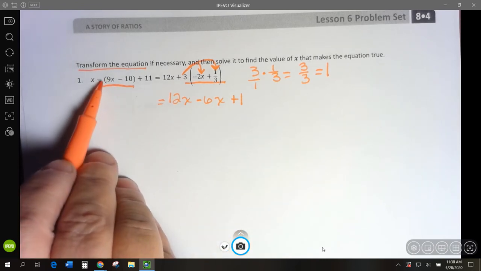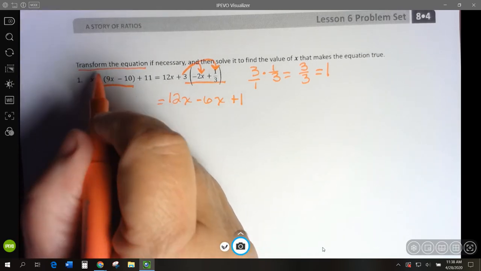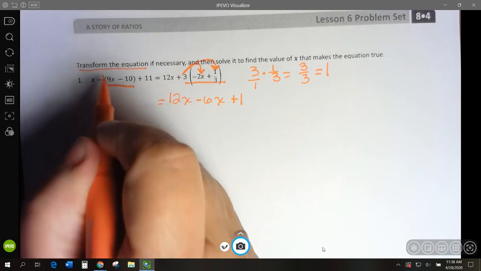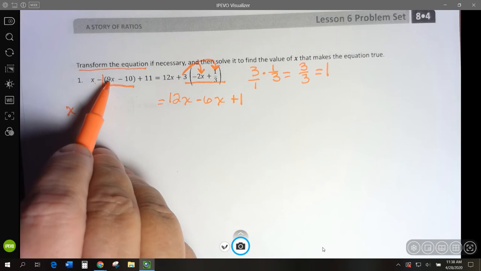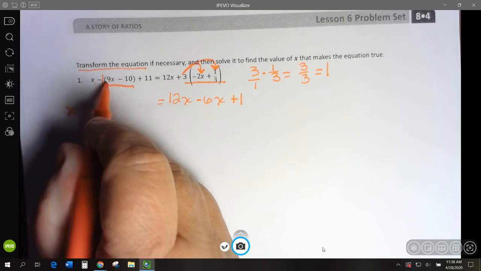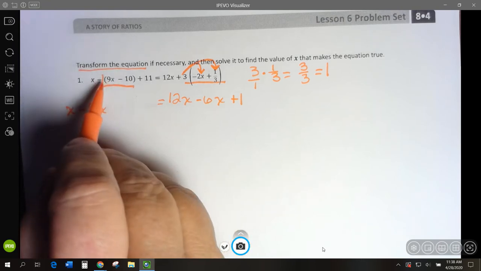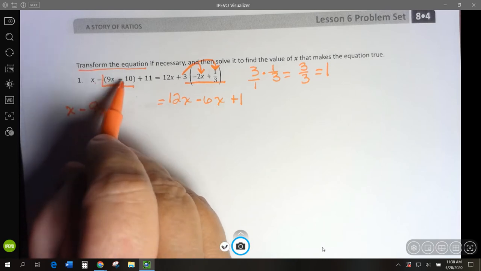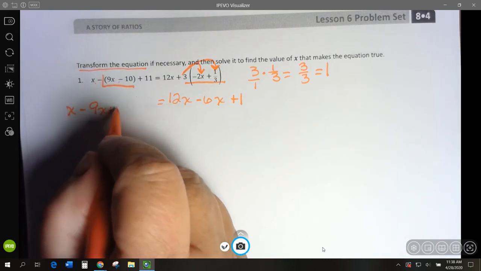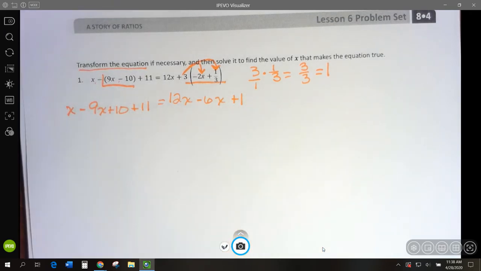On this side, we have the distributive property. What's our coefficient here? It's invisible. It's 1. So it's a negative 1. So we do our x. Then we have a negative 1 times 9x. Negative 1 times 9 is negative 9x. Then we have a negative 1 times a negative 10. Negative times a negative is a positive. So negative 1 times negative 10 is a positive 10 plus 11. And we have our equal sign.